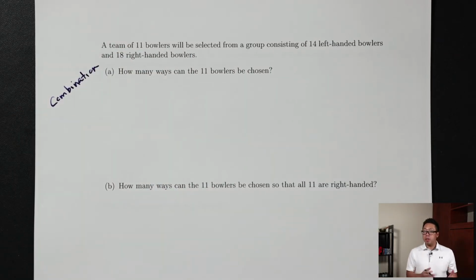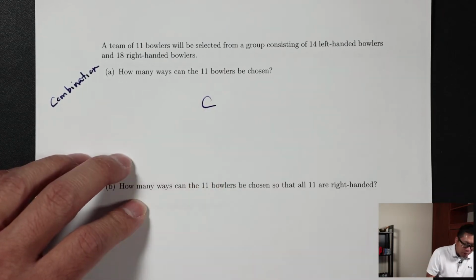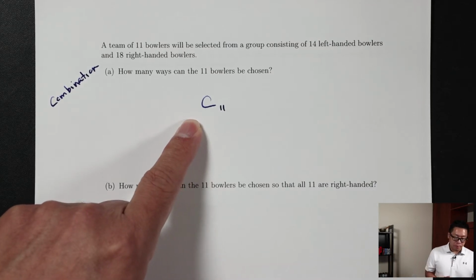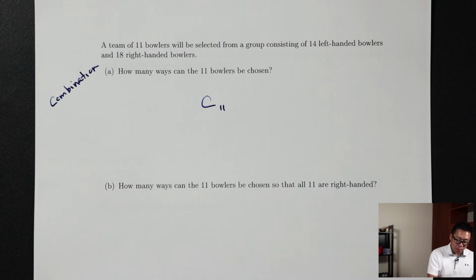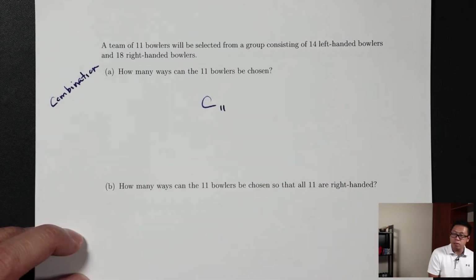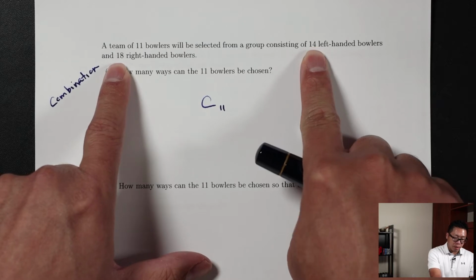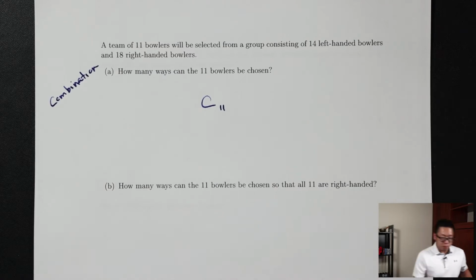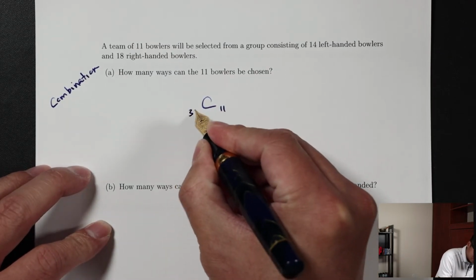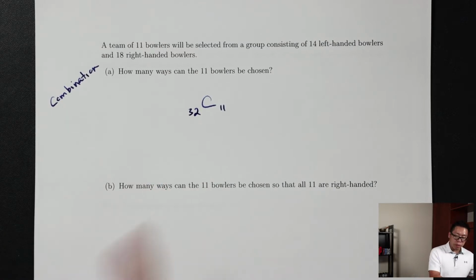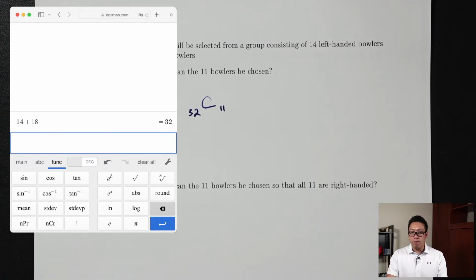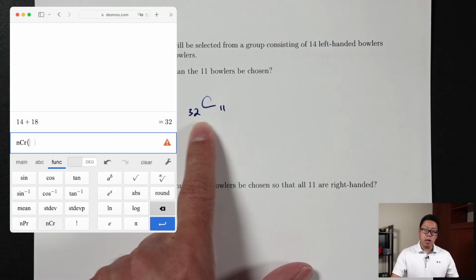So for combination, it's going to be something, choose something. We're choosing 11 bowlers. And then what's the total from which we are choosing? So we're choosing total of everybody, which is the 14 left-handed bowlers and the 18 right-handed bowlers. So 14 plus 18, and 14 plus 18 is 32. 32 choose 11. So for combinations, we are going to go to a calculator and find a final answer. So we'll click on Func, F-U-N-C, at the bottom, click on NCR, and then the way you enter it is 32, 11.